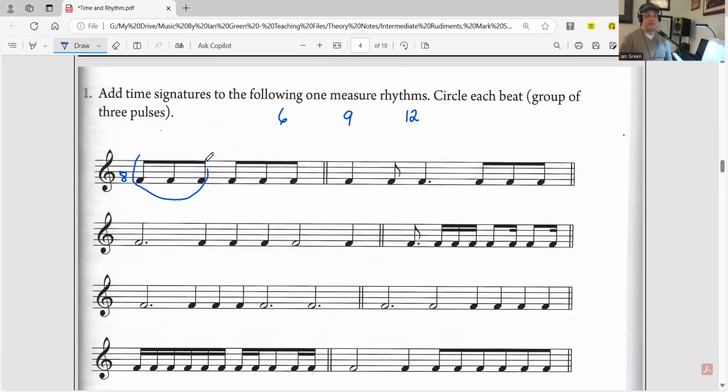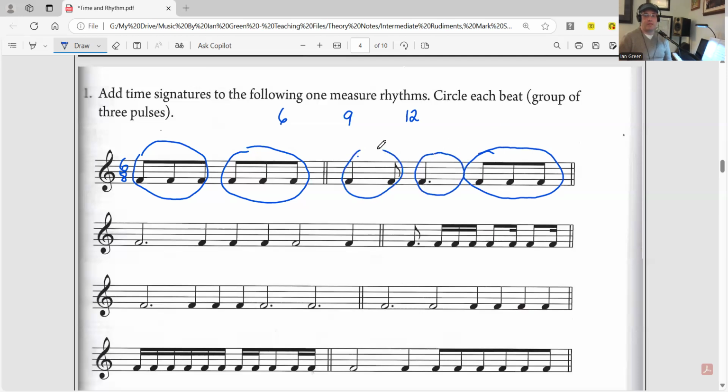You can see there's a circle here. 1, 2, 3, 4, 5, 6. So we know that 6/8 would be the answer here. Now it looks like there's a group of 3 eighth notes here. 1, 2, 3. This is the equivalent of 3 eighth notes, but all added together. And then this is 2 plus 1, so this would be a group of 3 as well. So 1, 2, 3, 4, 5, 6, 7, 8, 9. So this would be 9/8.